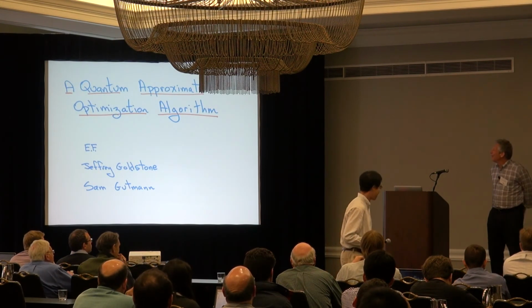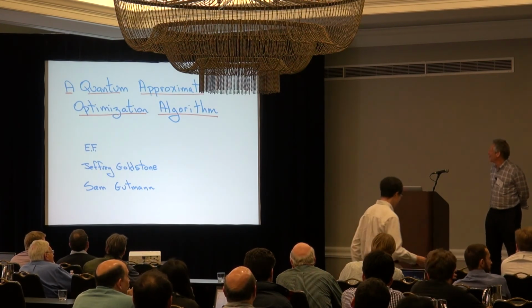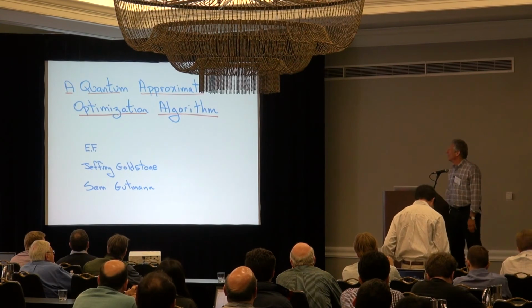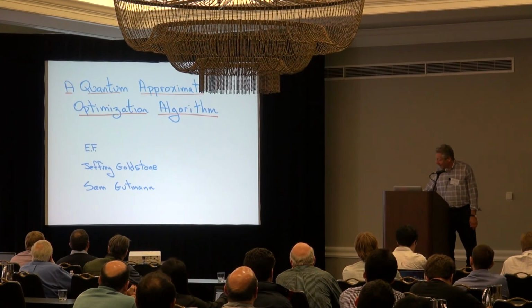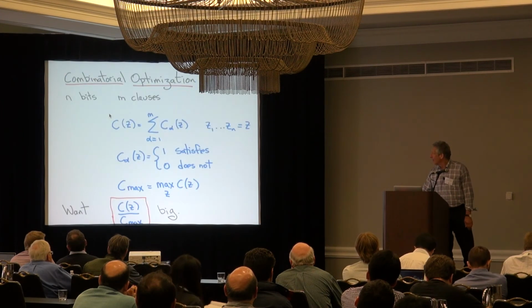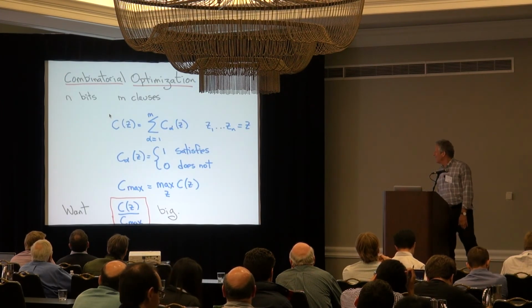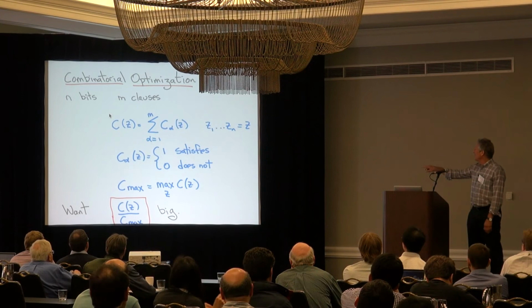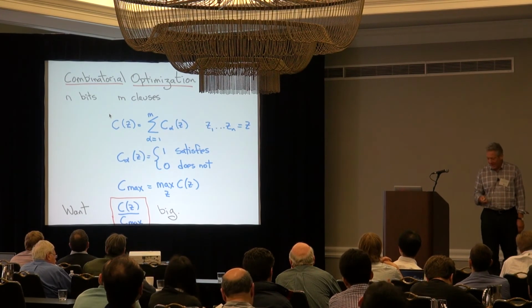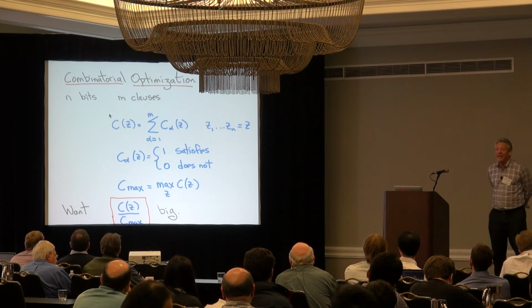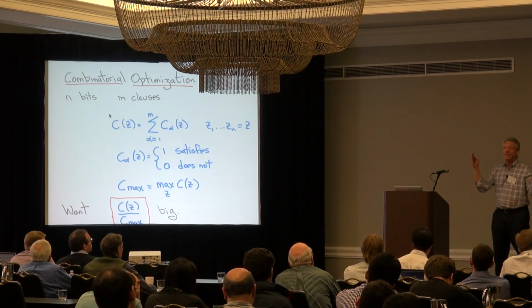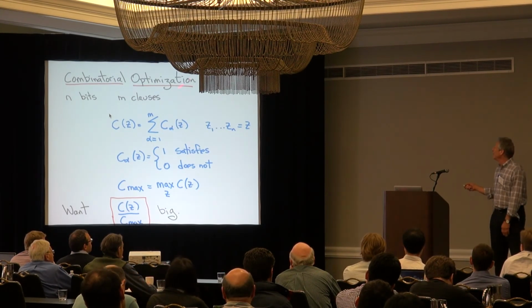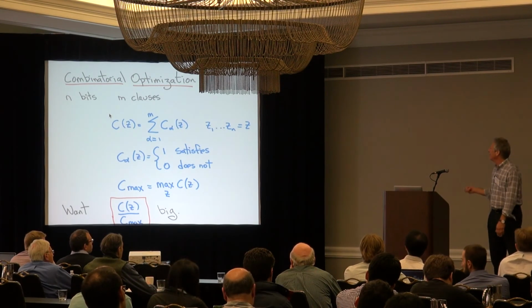Okay. So I'm going to talk about a quantum approximate optimization algorithm. This work I've done with my collaborators, Jeffrey Goldstone and Sam Gutmann. And what I'm interested in is combinatorial optimization. This is a high-level talk. I'm not going to go into super detail. I hope you can follow me.